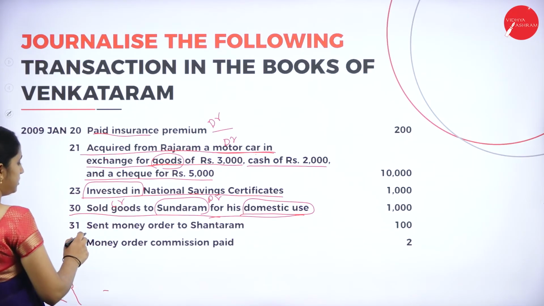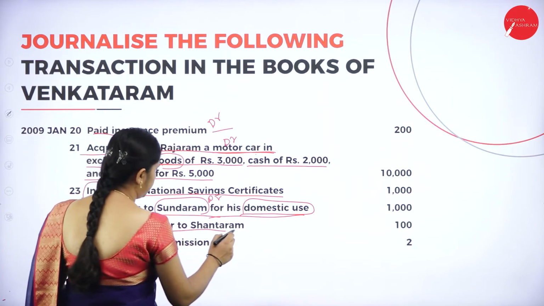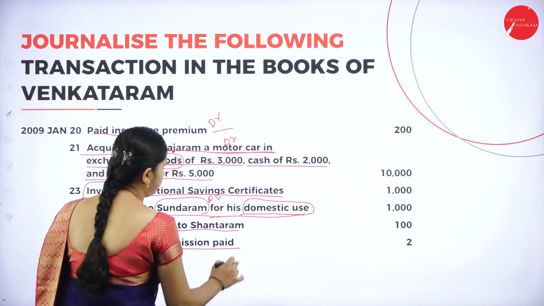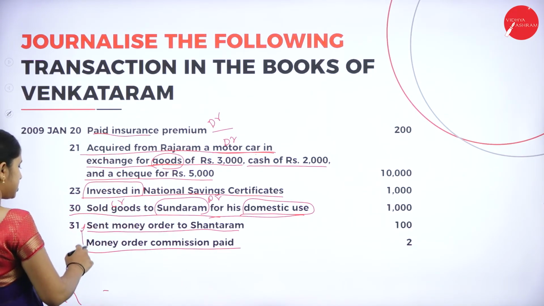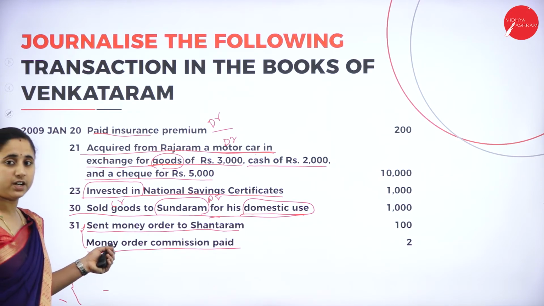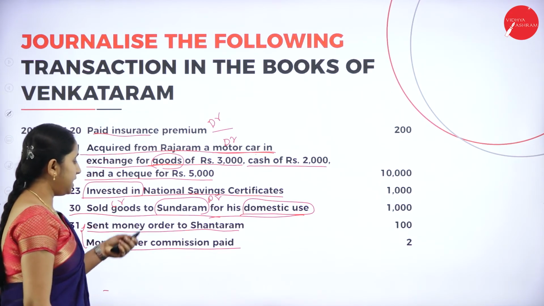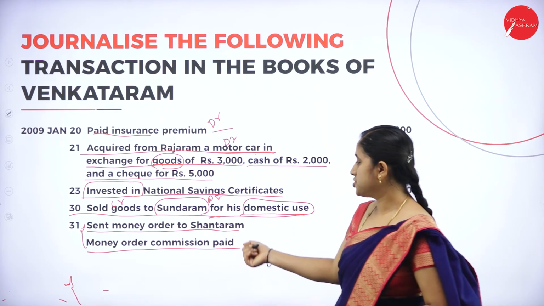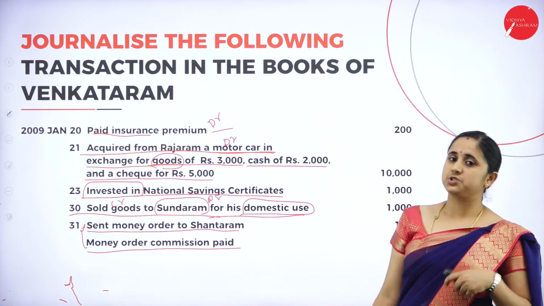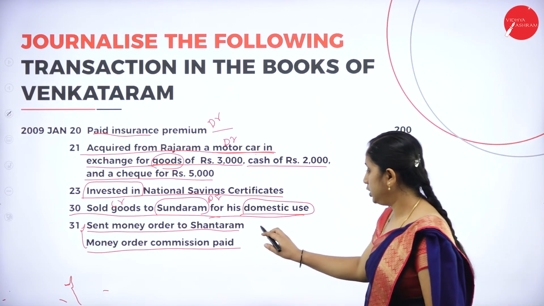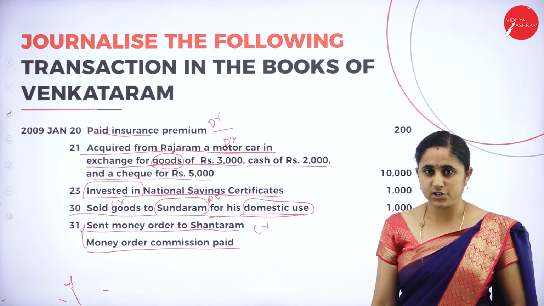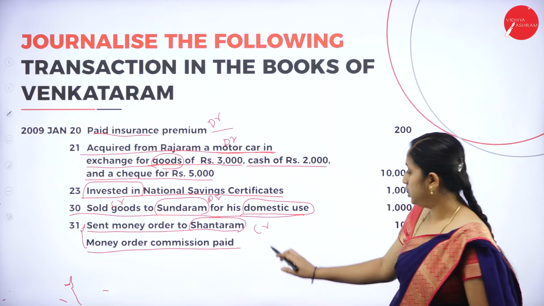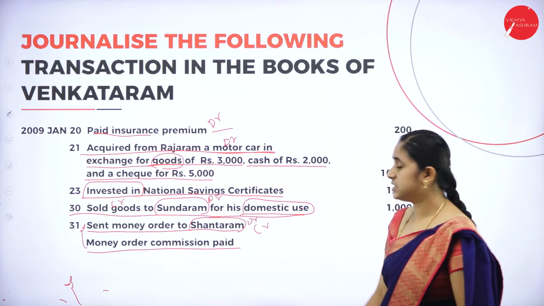The last one, sent money order to Shantaram and money order commission paid. Both transactions are made on the 31st. So, sending a money order to Shantaram means you are paying money to Shantaram. That means cash is going out. You need to credit the cash. Shantaram is receiving cash, so you need to debit the receiver.